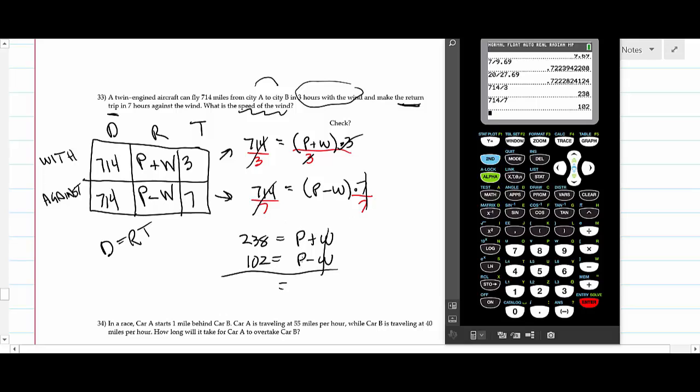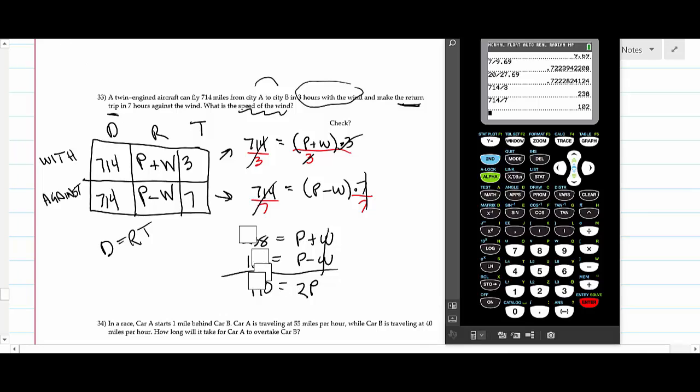The most common mistake students make on this is, what is P plus P? It's not P to the second, it's 2P. 1 plus 1 is 2, right? And then you can add this, so that would be 238 plus 102, that's 340... that's 440, like that. Okay.